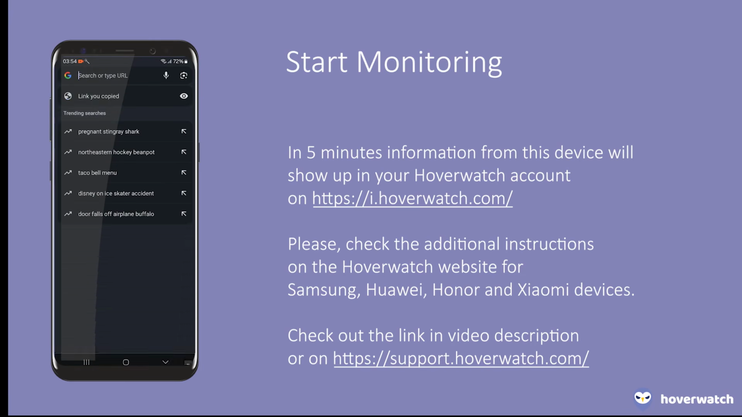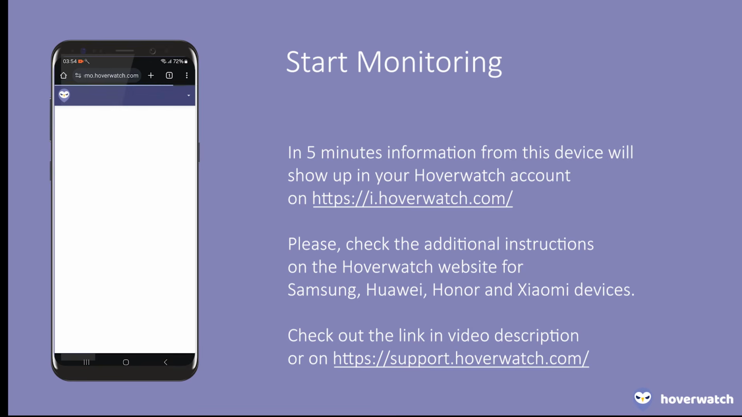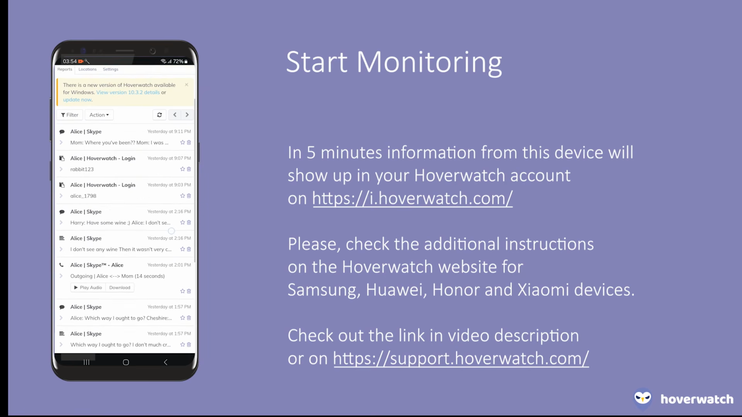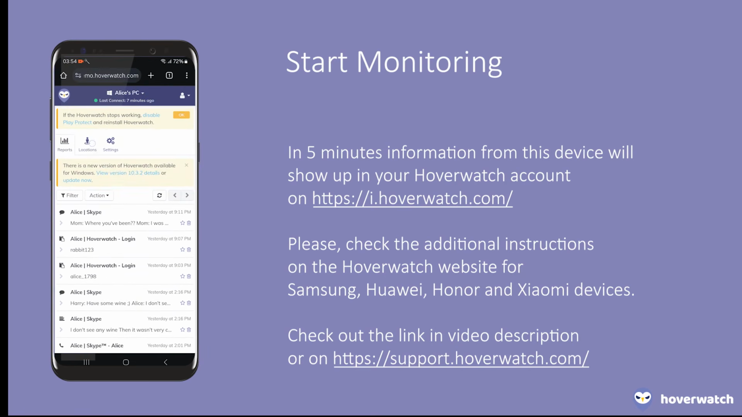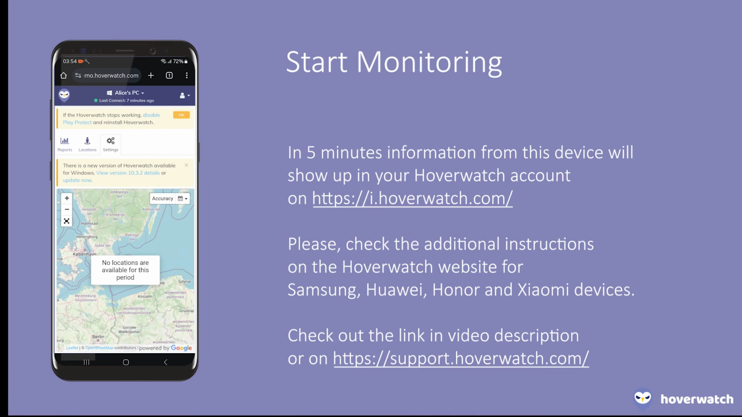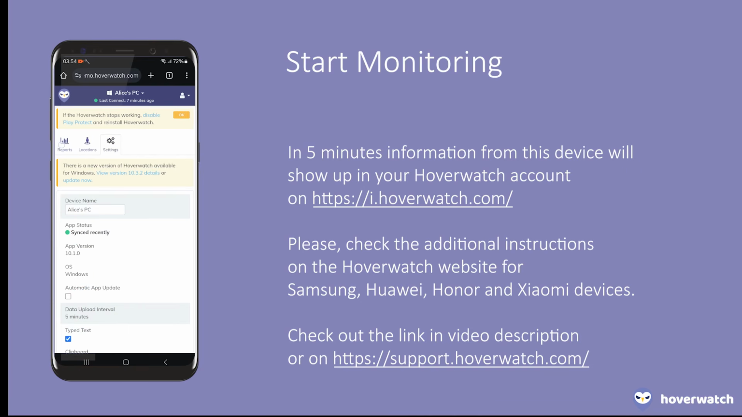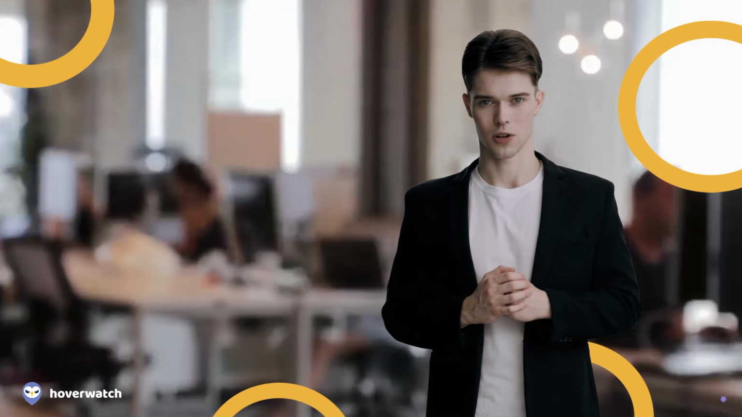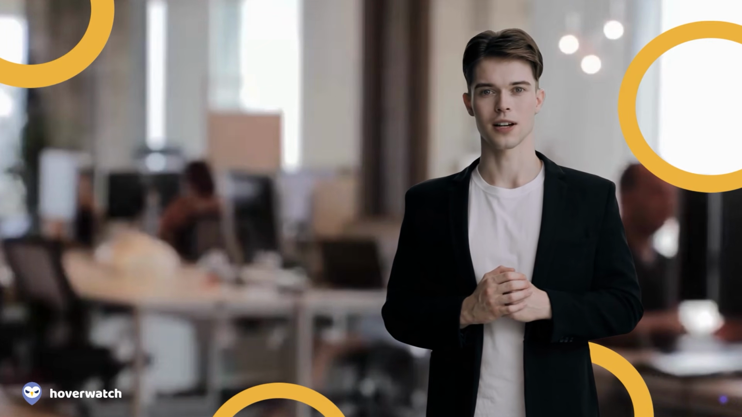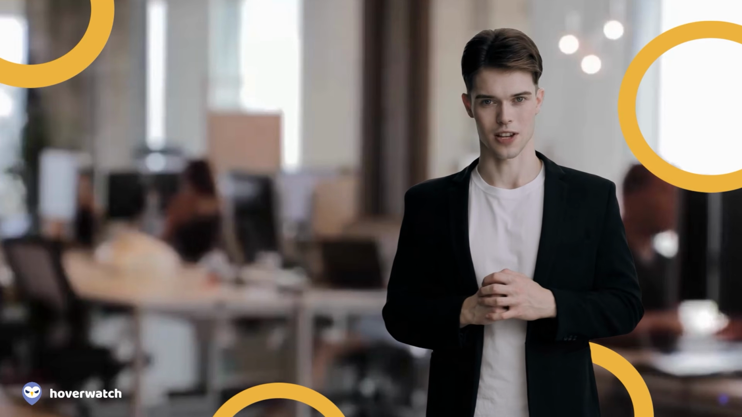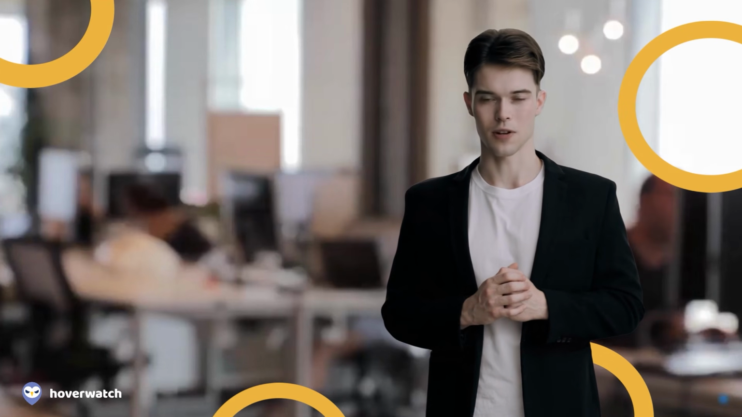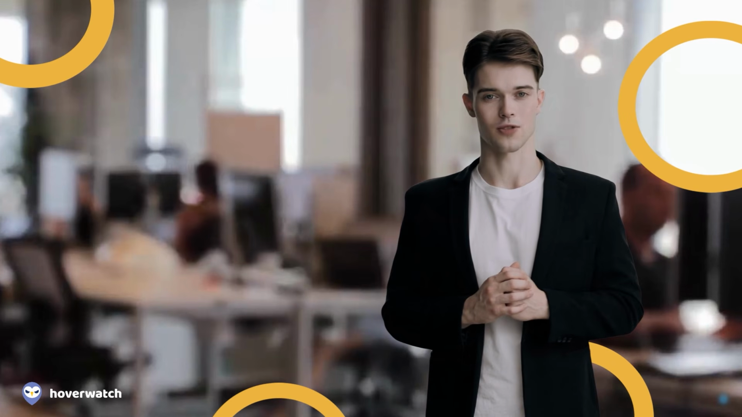After installing and configuring the app, you're ready to monitor the device through the Hoverwatch account dashboard, which you can access using any web browser. To access the Hoverwatch dashboard on the device, simply open your internet browser, visit the Hoverwatch website, and log in with your details. Information from the device will begin to appear in your Hoverwatch account within about 5 to 6 minutes. You can now effortlessly access your Hoverwatch web account from any device with internet connectivity, including laptops, tablets, and desktop computers. This seamless accessibility ensures you can monitor and manage your tracking preferences from anywhere, at any time, provided you have an internet connection.